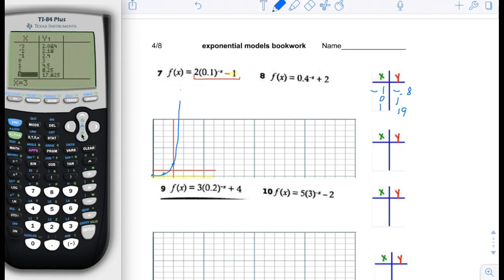So let's write some of these numbers down in our table. We have -1, 2.4. We got 0, 3. We got 1, 4.5. We got 2, 8.25.